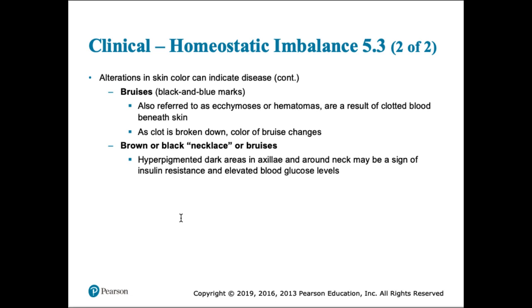Also, bruises, those black and blue marks, are referred to as ecchymosis or hematomas. These are the result of clotted blood beneath the skin. As the clot is broken down, the color of the bruise changes as that hematoma, that clotted blood, is coming apart under the skin. And then, of course, there are these brown or black necklaces, these hyperpigmented dark areas in the axillae and around the neck, and it may be a sign of insulin resistance or even elevated blood glucose levels.